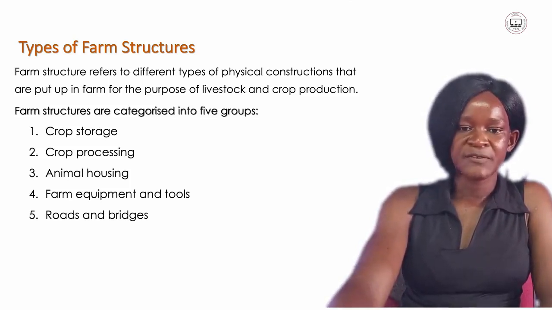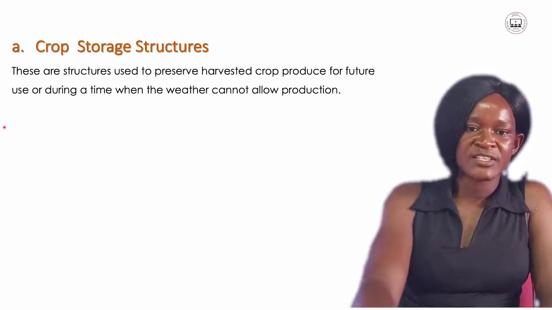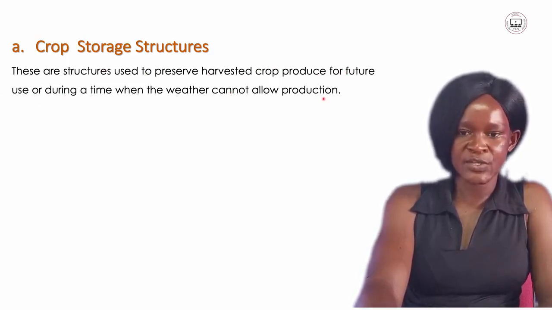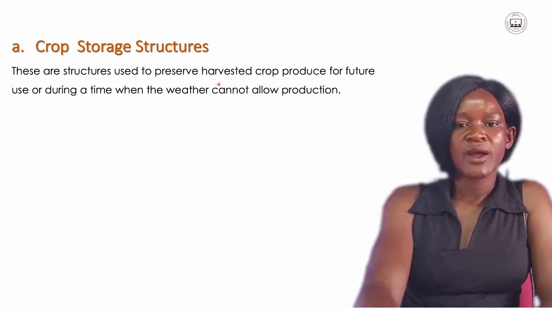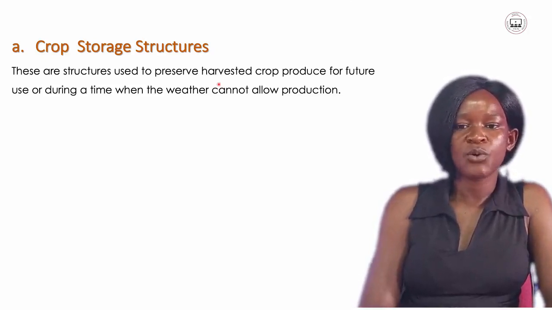Let us start with the first category, which is crop storage structures. These are structures used to preserve harvested crop produce for future use or during a time when the weather cannot allow production. So we have some of the structures where we preserve harvested crop produce.